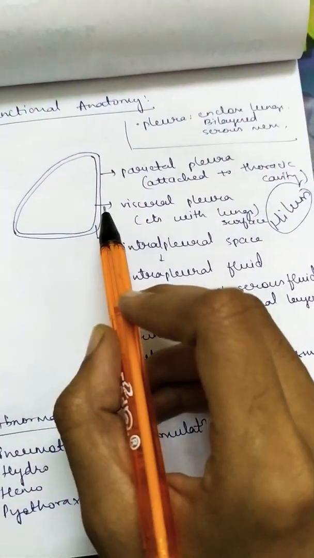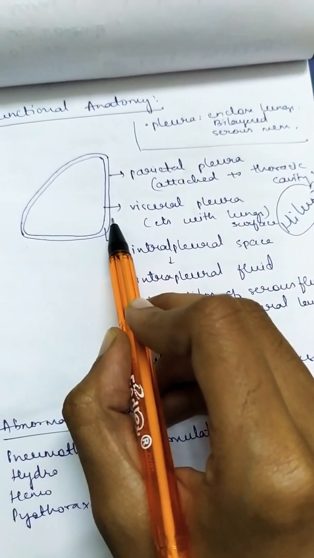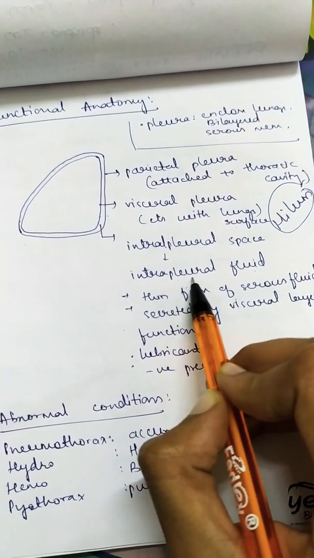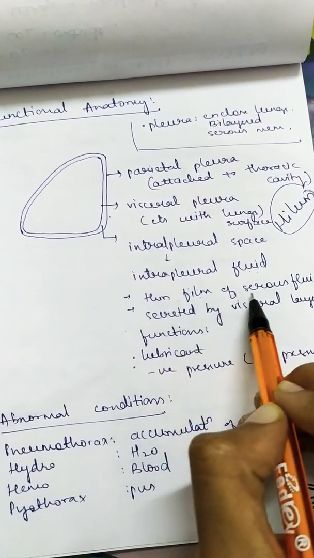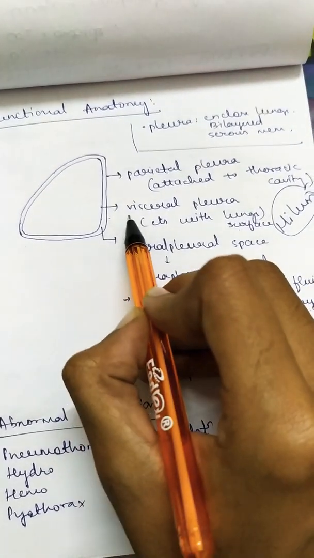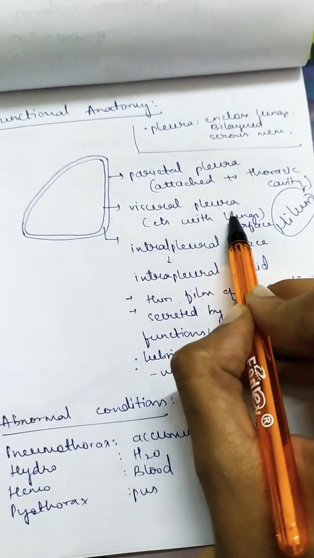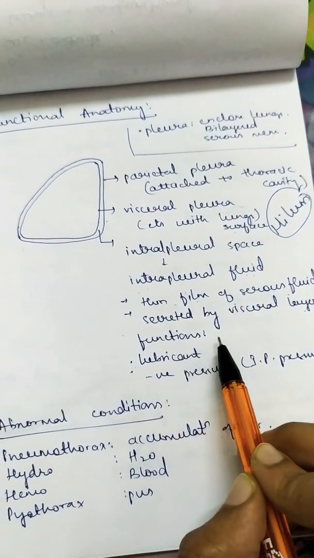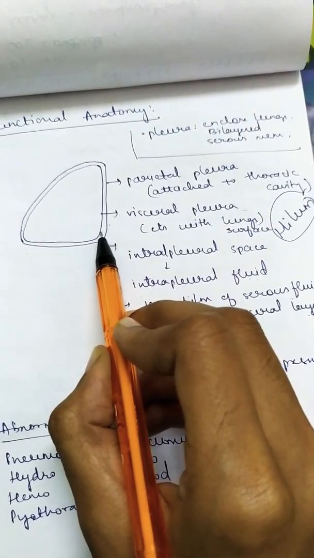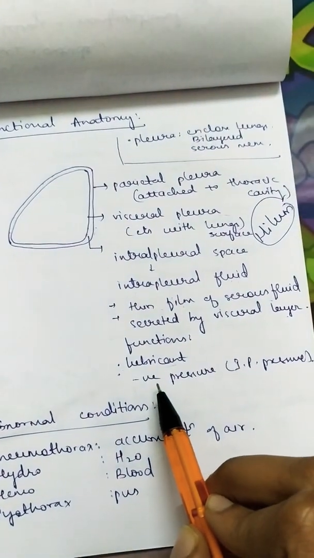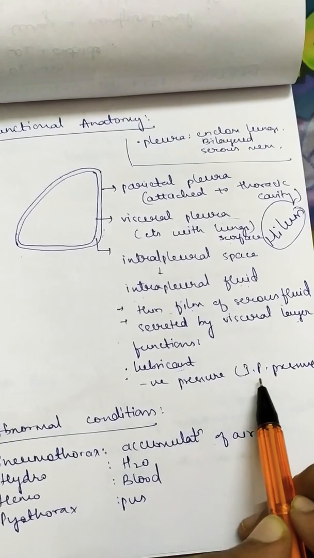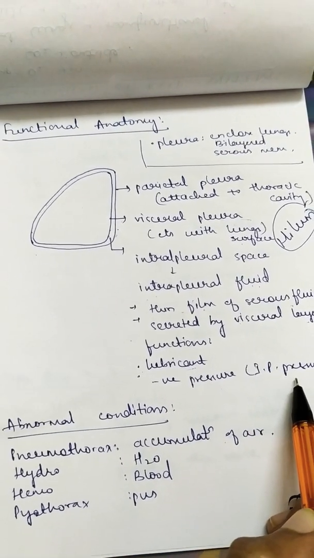Intrapleural space is between the parietal and visceral layers. It encloses intrapleural fluid. What is intrapleural fluid? It is a thin film of serous fluid. It is secreted by the visceral layer, that is the visceral pleura. Its functions are, it helps in lubrication, that is avoids the friction between the two layers, and it helps in maintaining the negative pressure, which we call intrapleural pressure.